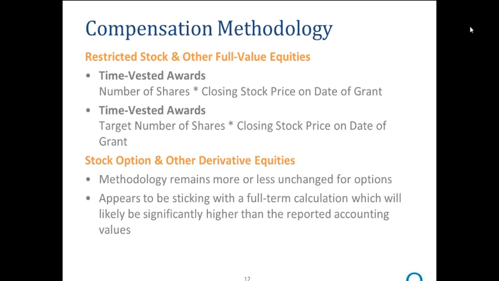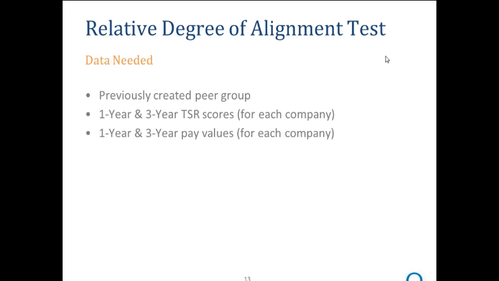So, I ran through it quickly, but once you've identified the peer group that you're going to be compared to, which, as I said, isn't a real challenge once you've acquired the data necessary, and then the compensation, which, again, beyond the stock option, is going to be pretty straightforward as well, now it's time to do something with this information. So the first test is the relative degree of alignment test.